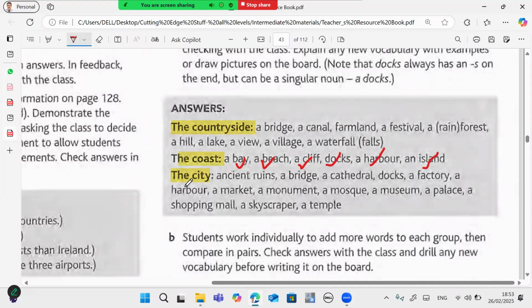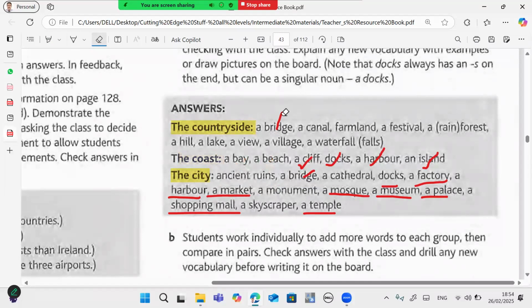Like the city, where you can find ancient ruins, a bridge again. Look here, a bridge. You can find a bridge, a cathedral, docks, a factory, a harbor, a market, a monument, a mosque, a museum, a palace, a shopping mall, a skyscraper, a temple.